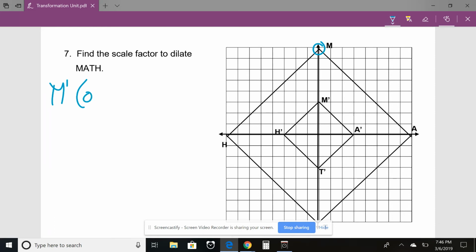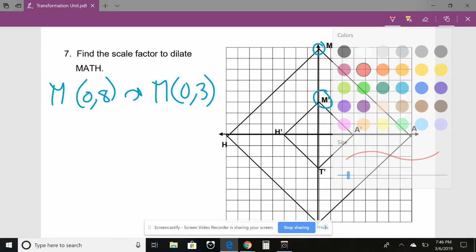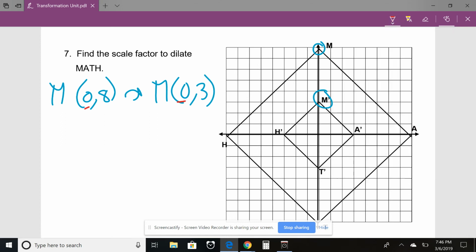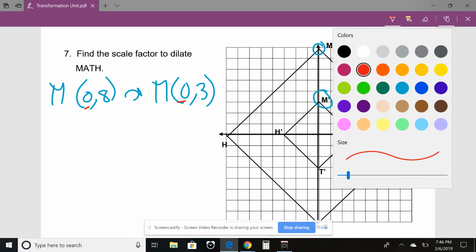Made a mistake. The x is 0 because it doesn't go left or right, so it's (0, 8). And that's not prime, so I don't know why I wrote a prime there. My M prime is (0, 3). In this case, I can't divide 0 by 0, so now I'm going to look at the other numbers.